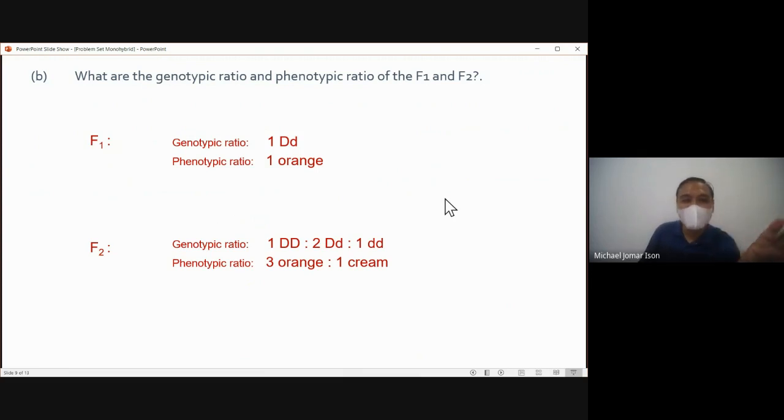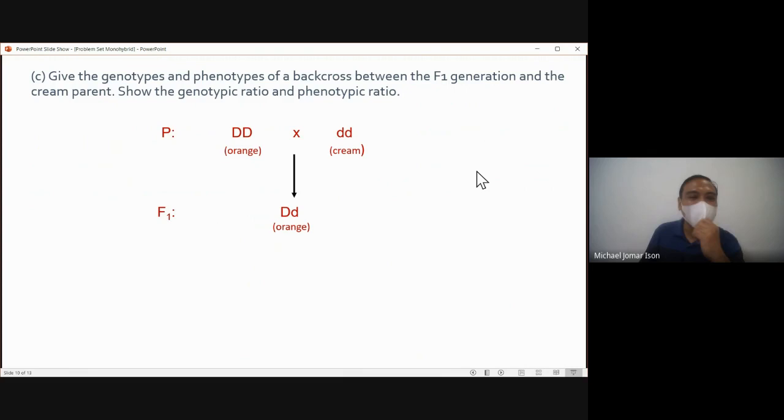Okay, I hope you are able to get the answer or get the procedure up to this point. So let us proceed with letter C. Now, give the genotype and the phenotype of a back cross between the F1 generation and the cream parent. Show the genotypic ratio and the phenotypic ratio.